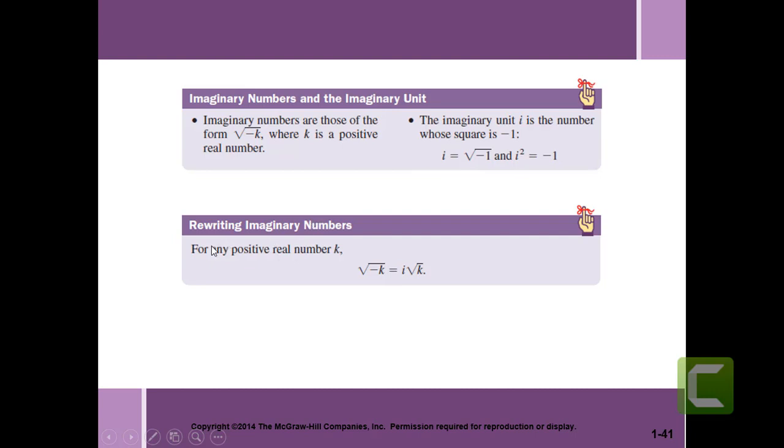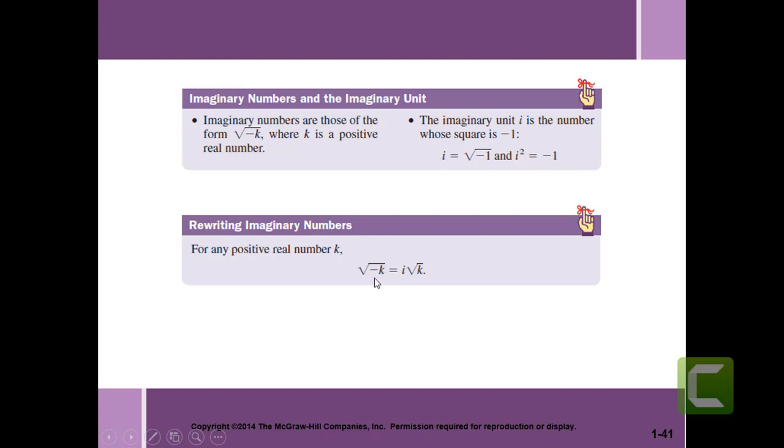Okay? So again, rewriting imaginary numbers, we can always rewrite an imaginary number. If we look at any positive number k, we can write this as the square root of -k, but then what we can do is we can use the properties of square roots. So listen carefully. You can rewrite this as -1 times k, right? And so you can write this as the square root of the quantity -1 times k.